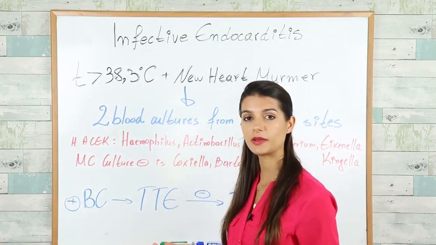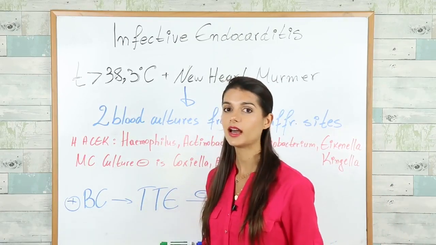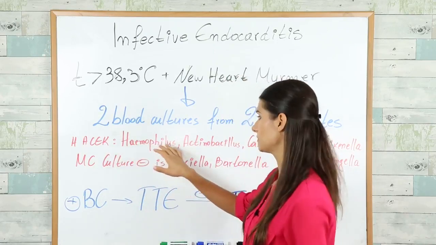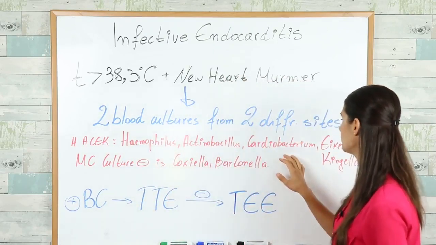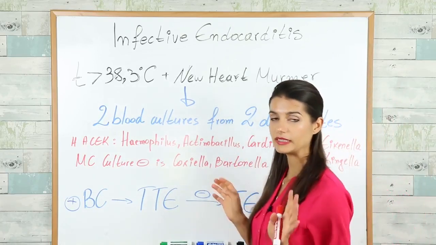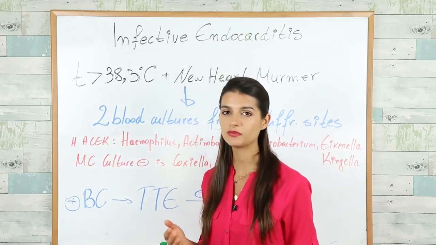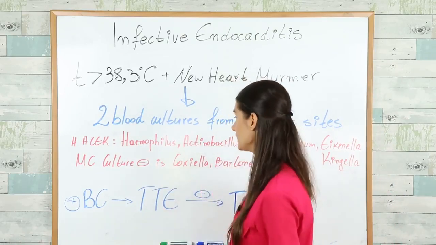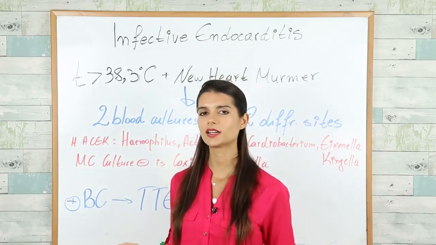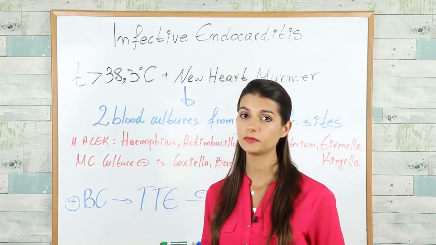But what if it comes back negative? Yes, now you have to start thinking of microorganisms that are negative on blood culture, which are the HACEK organisms: Haemophilus, Actinobacillus, Cardiobacterium, Eikenella and Kingella. Remember these five. But on the exam, if they ask you what are the most common reasons for negative blood culture, the answer will be Coxiella and Bartonella. But wait, is there another reason why the blood culture would come back negative when the patient is actually having infective endocarditis?